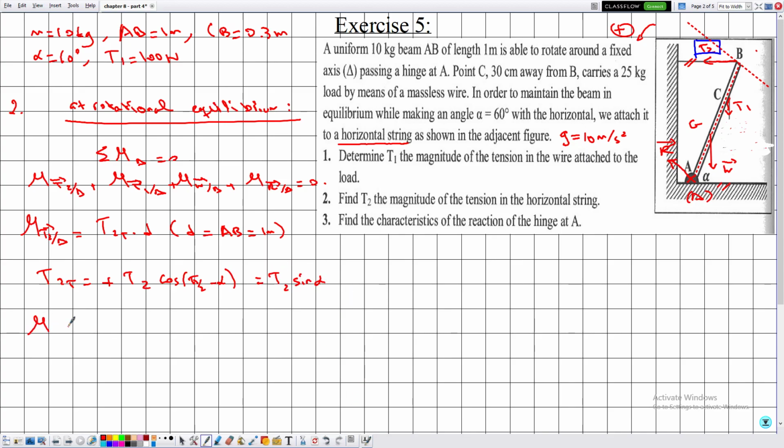Now the moment of the tension T2 around the axis delta is given by T2 sine alpha multiplied by d. T2 is the unknown, so it will be kept as a variable. Now sine alpha is equal to sine 60 multiplied by the distance d, which is 1. Now sine 60 is equal to radical 3 over 2. So this is equal to radical 3 over 2 T2.